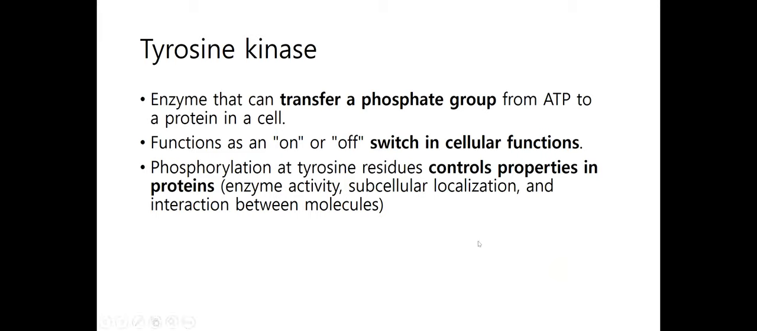Before I present the mechanism, you should know what tyrosine kinase is. Tyrosine kinase is an enzyme that transfers a phosphate group from ATP to a protein in the cell, as we already learned. This kinase functions as a switch in cellular functions, so it controls properties of proteins.